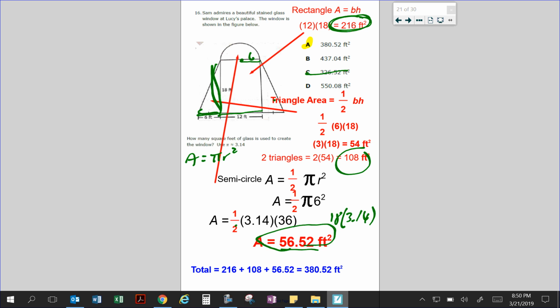So now, if you take all of these 3 answers, well, first of all, I think it's going to be A, because that's the only one that has 52 in the hundredths place. A is the answer. So composite means add them all up.